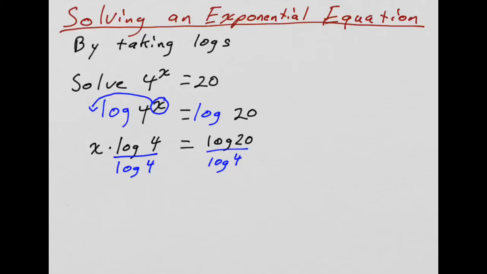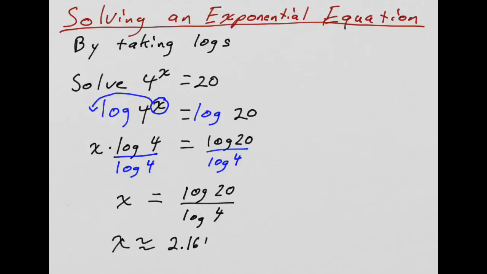And then at this point, you're going to go to the calculator. Using the buttons that say log, you're going to put in log of 20 and then divide that by log of 4. And you'll come up with the answer, which you round off. It should be around 2.161.